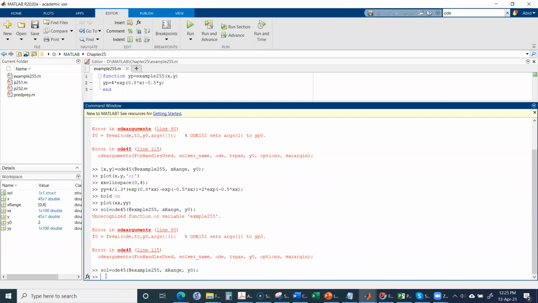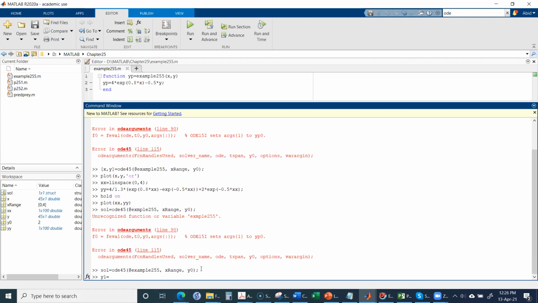And now if I want to find the value of this solution at, say, x is equal to 1, so I can find this value. Maybe I can say that for x is equal to 1, I want to know the value of y. So I say that its value is y1. And then for this, I will use another MATLAB function.